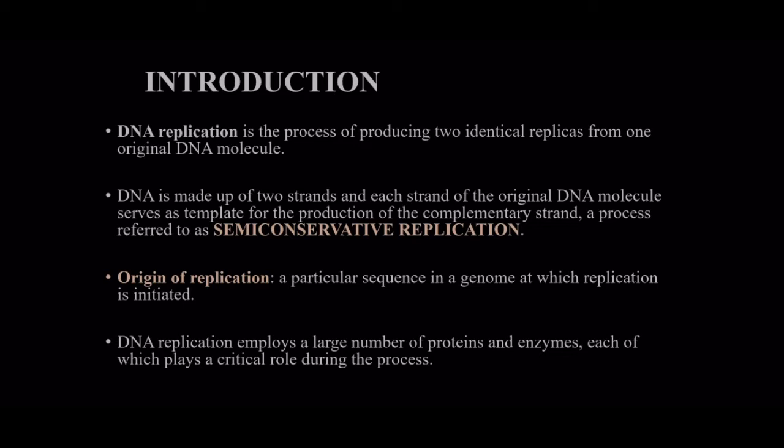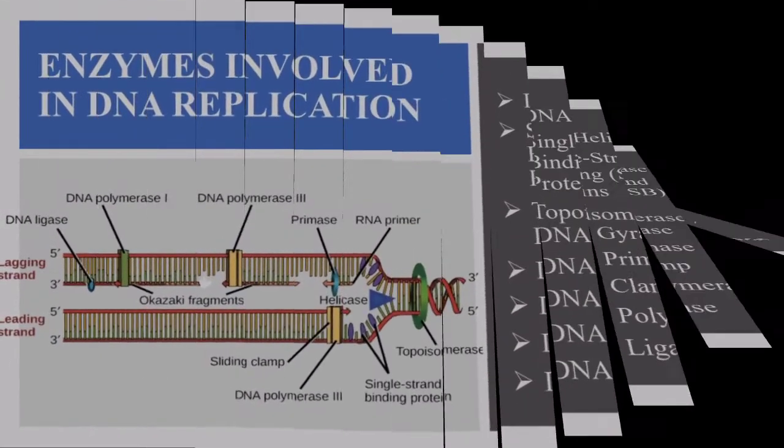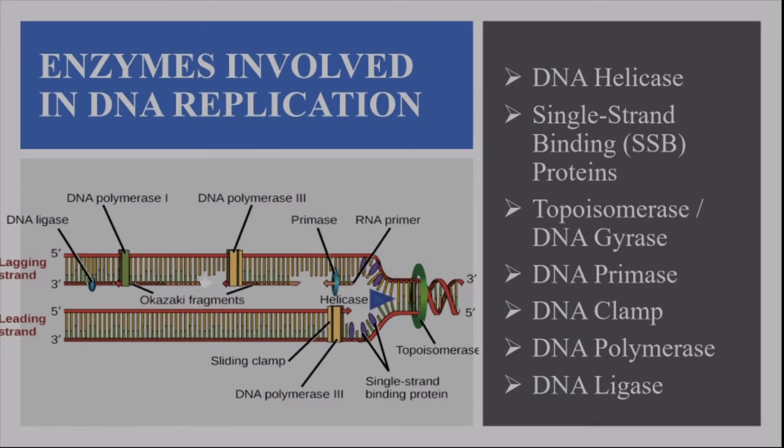The point on the DNA template where the whole replication process is initiated is called the origin of replication. In this process of replication, a lot of proteins and enzymes are involved. The important enzymes that are involved in replication are DNA helicase, SSB protein, topoisomerase also known as DNA gyrase, DNA primase, DNA clamp, DNA polymerase and DNA ligase. We will be looking into these enzymes in brief.